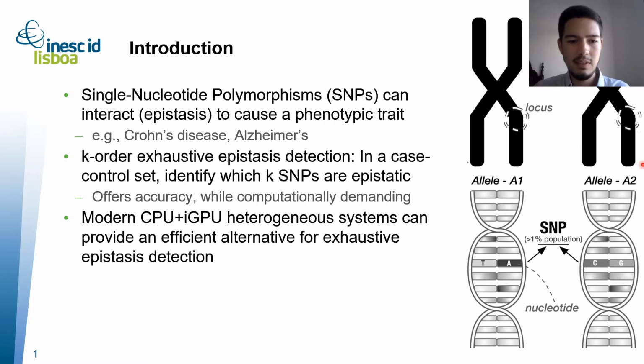This process of epistasis has an order of K, which indicates the number of SNPs interacting, and exhaustive detection of epistasis is when, in a data set, all possible combinations of SNPs are examined or evaluated for epistasis. These methods are very accurate, although they are computationally demanding. And it is our notion that using heterogeneous CPU and integrated GPU systems can provide an alternative to the more traditional CPUs and discrete GPUs used for this end.